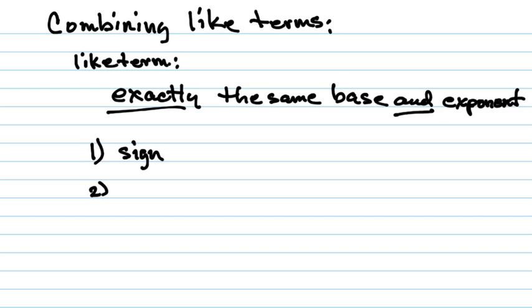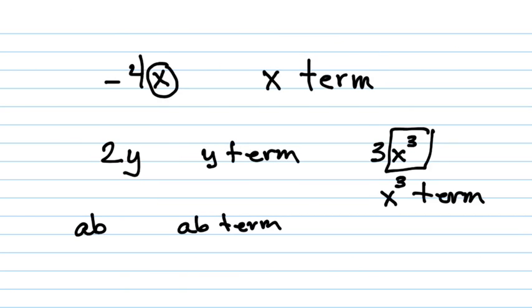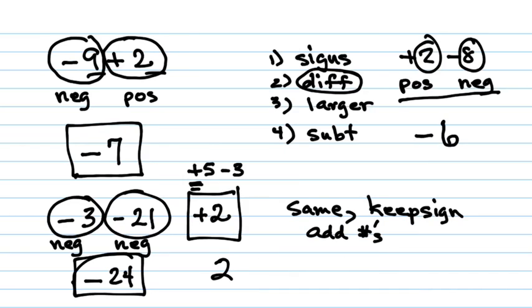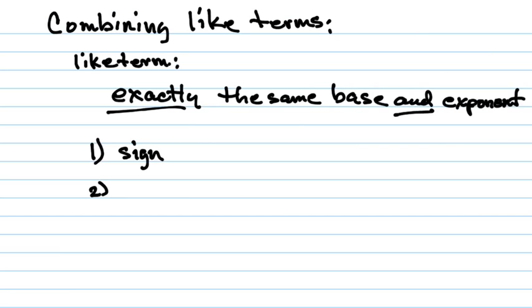Wait, base is the number behind it. No, base is the variable. Remember a while ago we had the different bases? So this is an x term, this is a y term, this is an ab term, an x to the third. The base is the variable and the thing that names the term. And the exponent is the number above the base. Right.